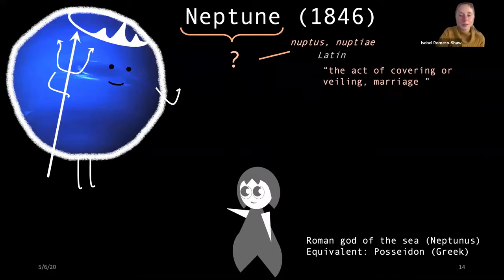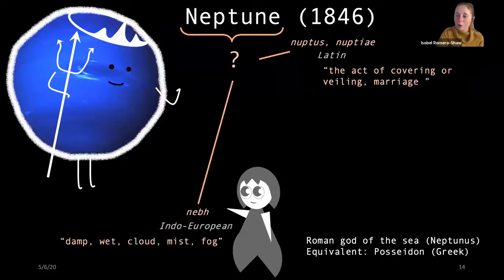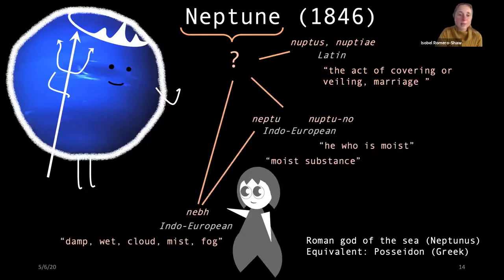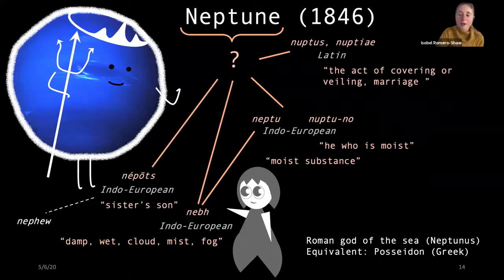It's also linked to an Indo-European word meaning damp or fog, which is linked to the word neptu, meaning something like something that is moist. And given the adjectival form neptuno, which means he who is moist, this sounds a lot like Neptune. However, the word is also linked to the root of the word nephew, which is thought to relate to various stories and myths where sea deities are born out of the waves. So the etymology of the word Neptune is kind of contentious.